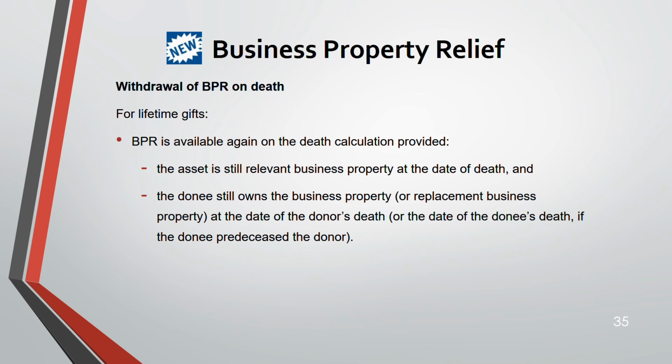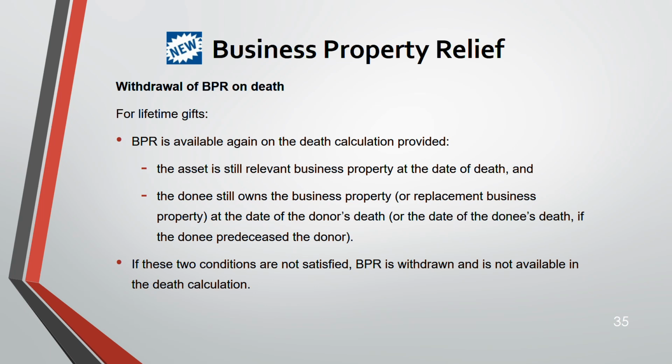So at the time of the donor's death, the donee is still having the asset. If these two conditions are not satisfied, remember, it's an AND condition. Both conditions have to be satisfied. It should be relevant business property at the date of death, and they should own it also. If these two conditions are not satisfied, BPR is withdrawn and is not available in the death calculation.